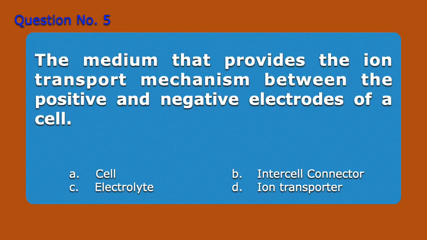Question number 5. The medium that provides the ion transport mechanism between the positive and negative electrodes of a cell. A. Cell. B. Intercell connector. C. Electrolyte. D. Ion transporter. Answer: C. Electrolyte.